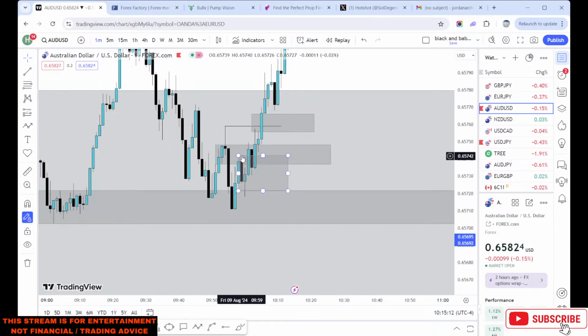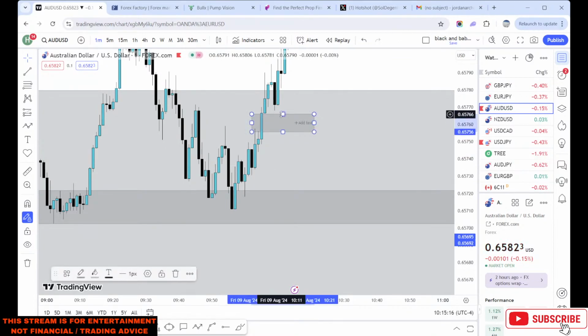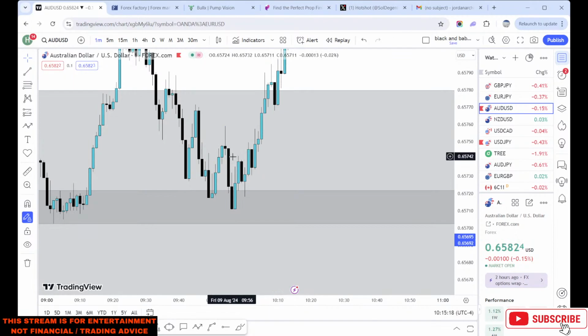So that's why this high right here, if I delete all of this messiness, that's why this high right here is a market structure shifting point. Because notice how price came up to it and it tried to push down to create a lower low. Instead, it failed and it closed above it. That's a market structure shifting point.